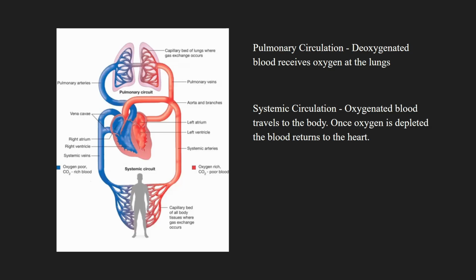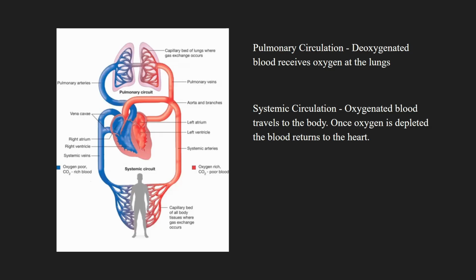Now, the second circuit that we have is known as the systemic circuit or the systemic circulation. And what happens here is that this oxygenated blood is going to then travel to the entire body. And once the oxygen is depleted, the blood returns back to the heart. So from the left atrium right here, this oxygenated blood goes down to the left ventricle. Then it is shot up to the aorta with a lot of pressure. And then it goes to the various parts of the body to deliver off the oxygen. So your toe cells that need oxygen, or your finger cells that need oxygen, the cells in your brain that need oxygen. That's where the blood goes, and it delivers this oxygen off.